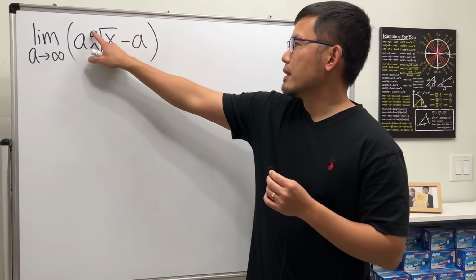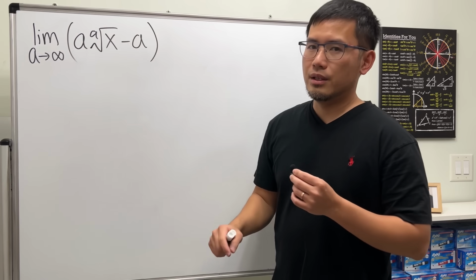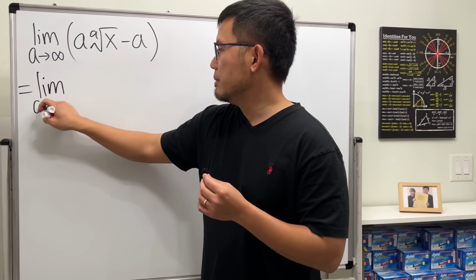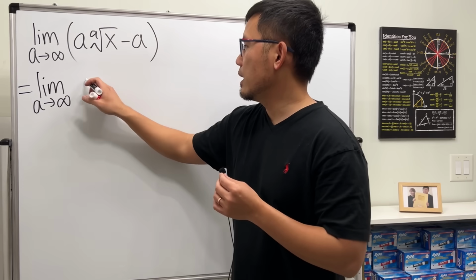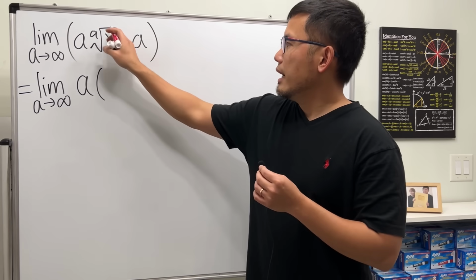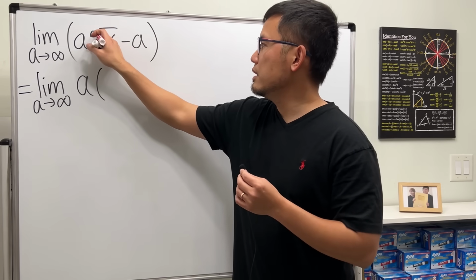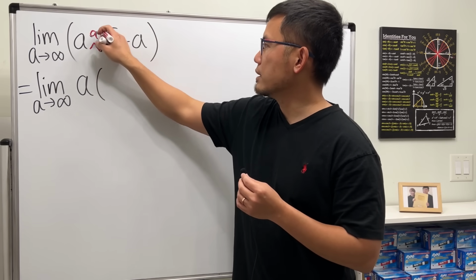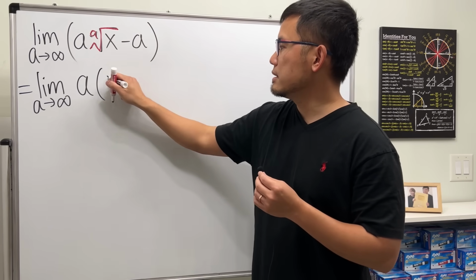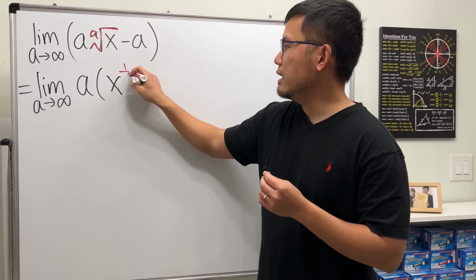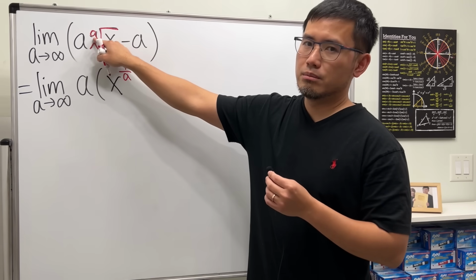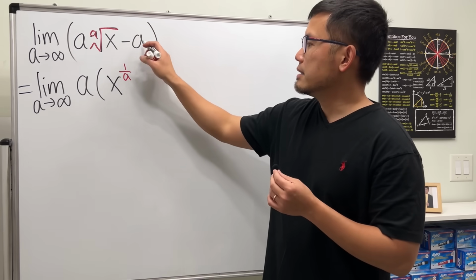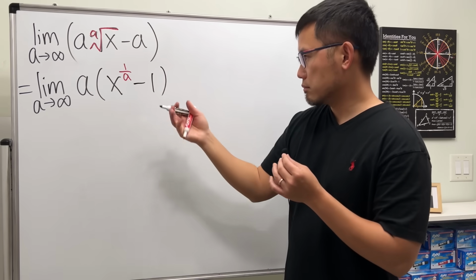All right, firstly, I'm just going to factor out the a, and then you'll see that it's actually easier to see what's going on after that. So let's do that. Limit as a approaching infinity, and we will have a. And then this right here, let me write it in the power form. Whenever we have the index here for the radical, this is the same as x to the 1 over a, whatever this number is. If you have 3, then that's the 1 over 3 power, etc. And then minus a, we took out the a, so that's minus 1.